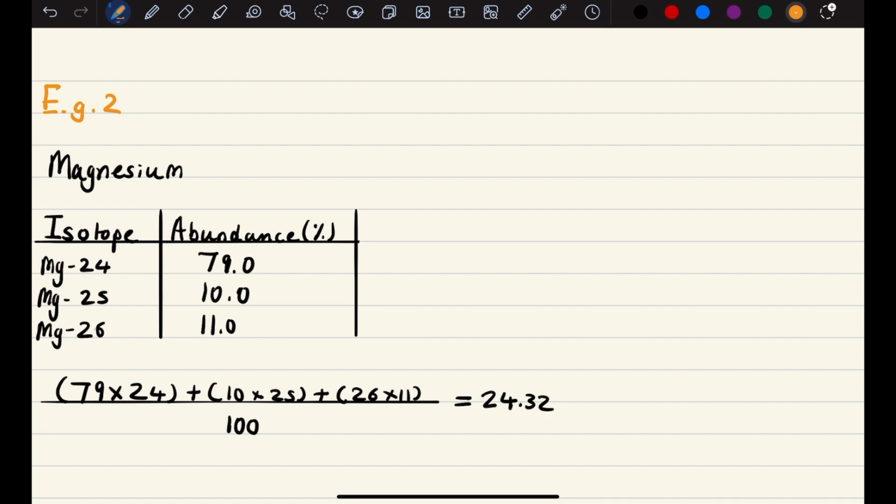So yet again, we're not going to panic. We're going to put it into the formula, bish, bash, bosh. 79 is the abundance multiplied by 24, plus 10 times 25, plus 26 times 11, divided by 100. I've put it in that way because I think this is what you should put into the calculator, so that it doesn't get confused. It's much better to be a bit more pedantic, make sure you're getting the marks. But the answer is 24.32. And if you look to your periodic table, it will say that the relative atomic mass of magnesium is 24.3.